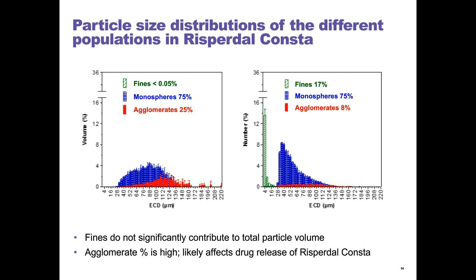The agglomerate percentage was high, especially in the volume size distribution. With a volume percentage of 25%, the agglomerates will likely affect the drug release kinetics of Risperdal Consta.